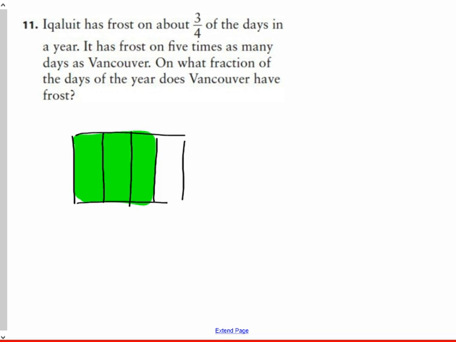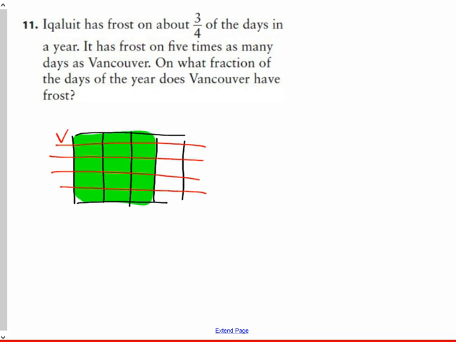It has frost on 5 times as many days as Vancouver. Wow. So this represents Iqaluit, which has a lot of frost days. But Iqaluit has 5 times as many as Vancouver. Or another way to think about that is Vancouver has 1/5 as much as Iqaluit. So if Vancouver has 1/5, then I'm going to divide this into 5 parts. 1, 2, 3, 4. And this is going to be representing Vancouver.